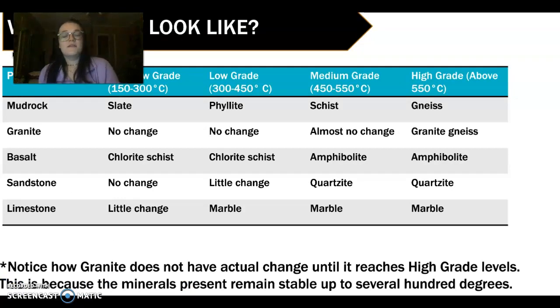What does it look like? So this is a table that shows the parent rock and how they change throughout the different levels of metamorphic grade. Notice how granite does not have any actual change until it reaches high-grade levels. This is because the minerals present remain stable up to several hundred degrees. If you look at mud rock, you can see that it changes during every single form, or temperature, I should say. And sandstone doesn't really have much change until medium grade.